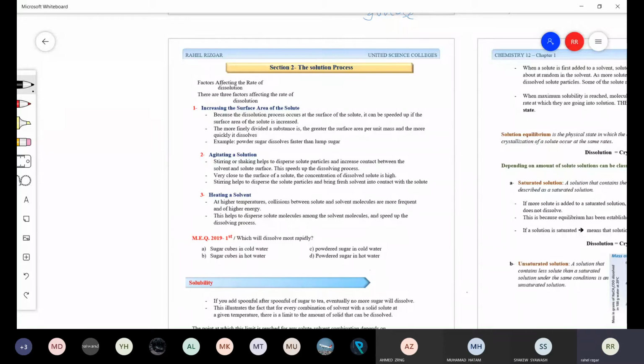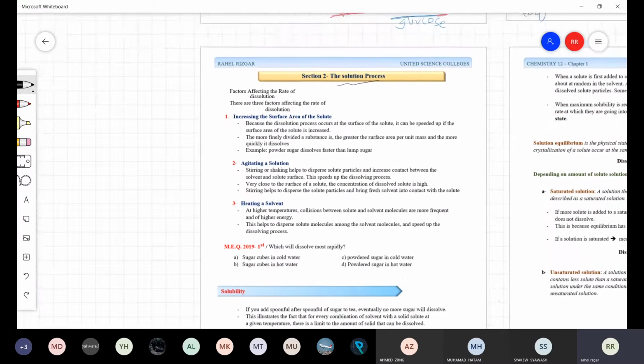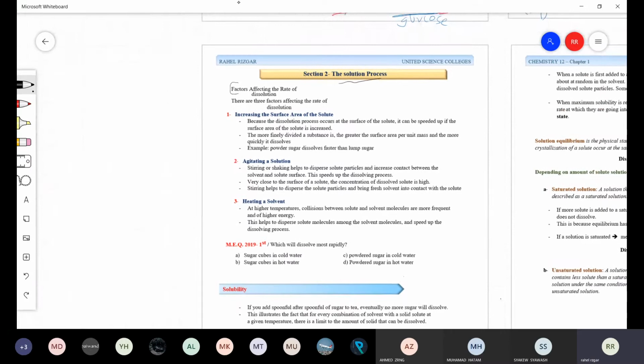In the second section, we'll talk about the solution process, everything that is related to a solution, from enthalpy, from changing heat, everything, from the factors. Now, first we start with the factors affecting the rate of dissolution. Right here it means the speed at which a solid will dissolve in a solution. We have three factors. We'll talk about each one of them individually and in detail.